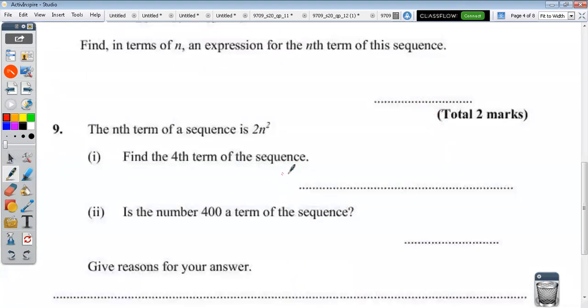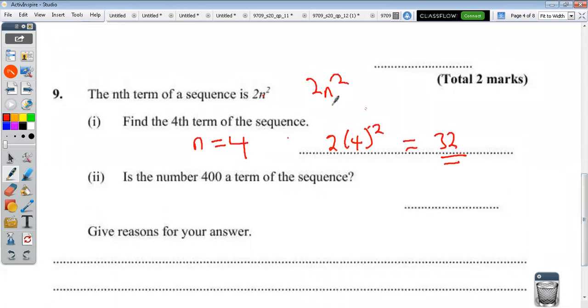Now I'll skip this. Look at this. The nth term of a sequence is 2n squared. Find the fourth term. It means when n is equal to 4. So let's go to our formula. 2 brackets 4 squared. And what do you get? You should get 32 in your calculator. That is the fourth term. Clear? Whatever n is, we square that, times 2.